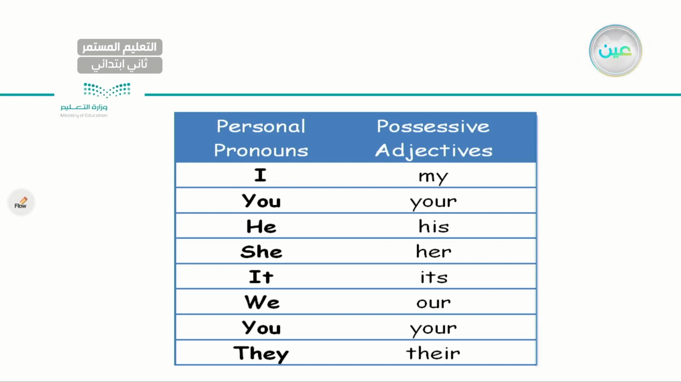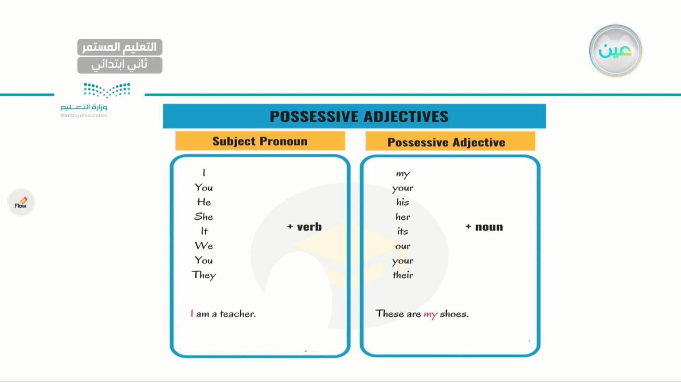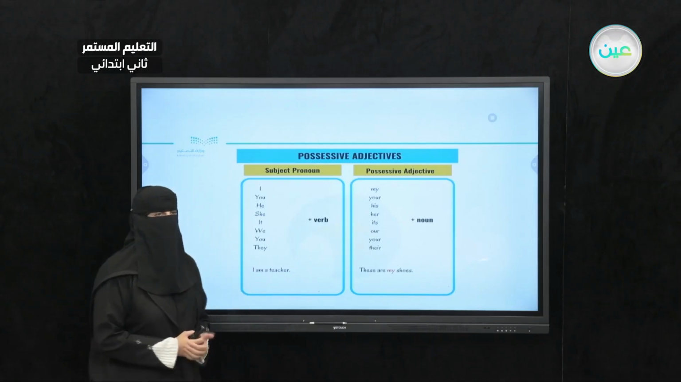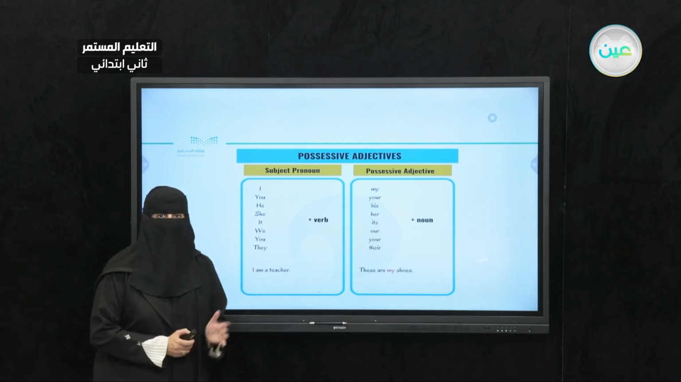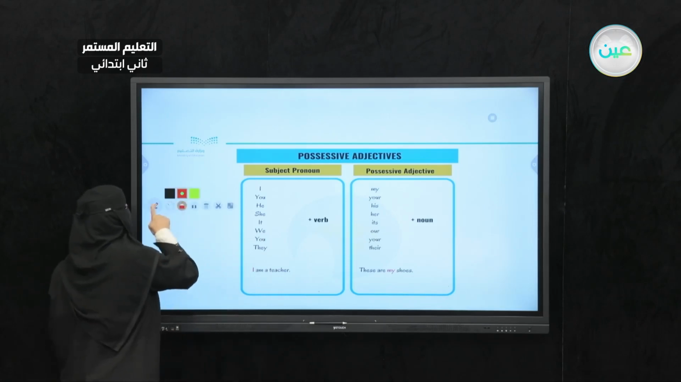For the possessive adjectives: my, your, his, her, its, our, your, and their. Okay? So, how do we use the personal pronouns and the possessive adjectives, my dear student? As you can see here, for the subject pronouns or personal pronouns, we always use them with a verb. I am a teacher. I eat an apple. I bought a house. Okay? So we always use them with a verb.